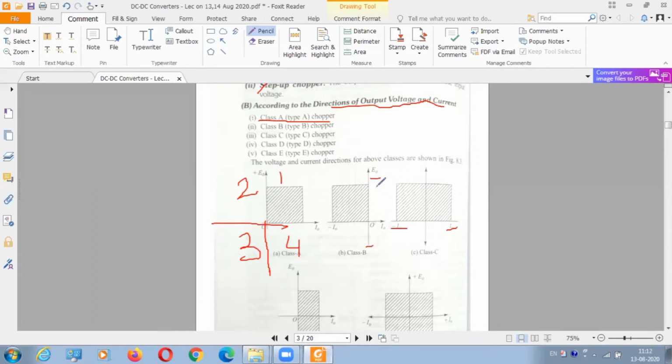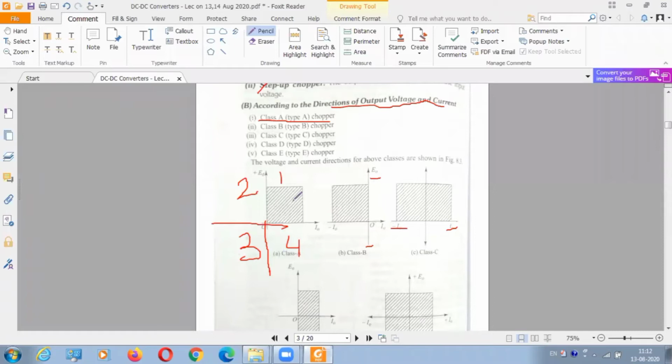What will happen if my armature voltage becomes negative? The direction of rotation will change. Like the first year experiment, you change the terminals of the armature, so my direction of rotation changes. If the direction of current changes, previously my current was entering the armature, which means it is behaving as a motor. If the current comes out of the armature, it is behaving as a generator. So that's how all the classifications are made.